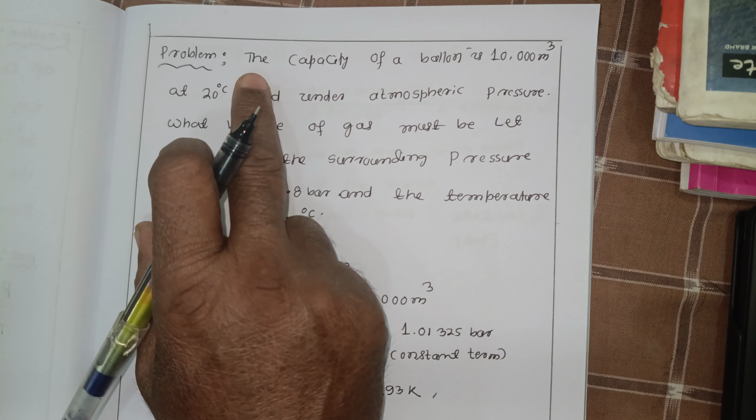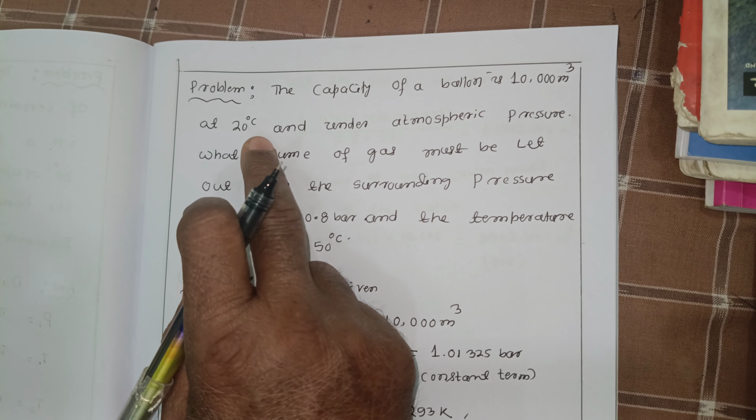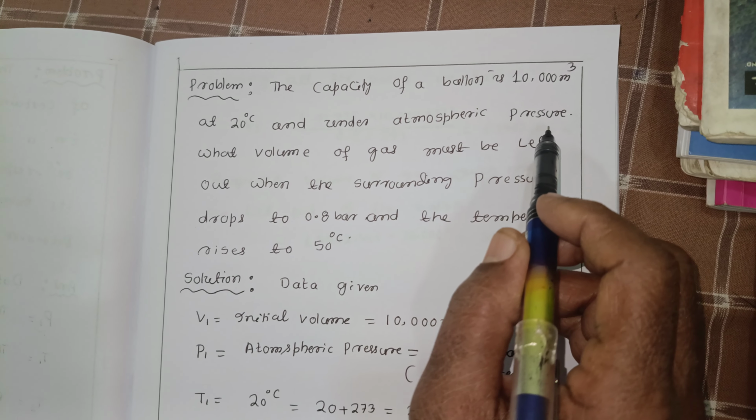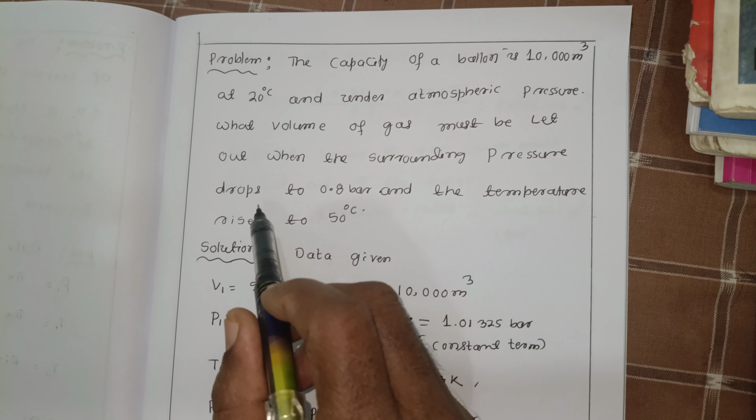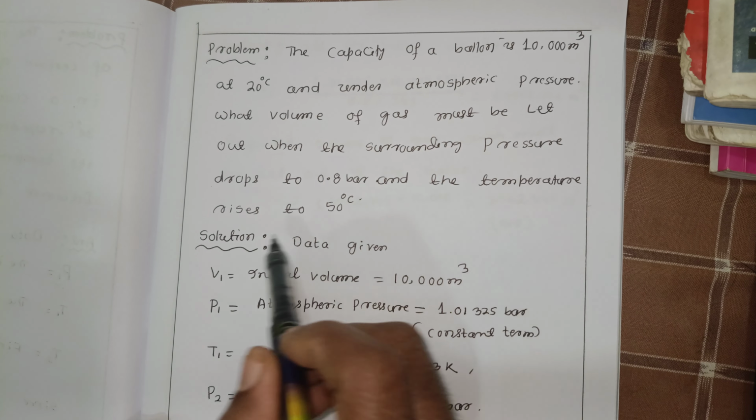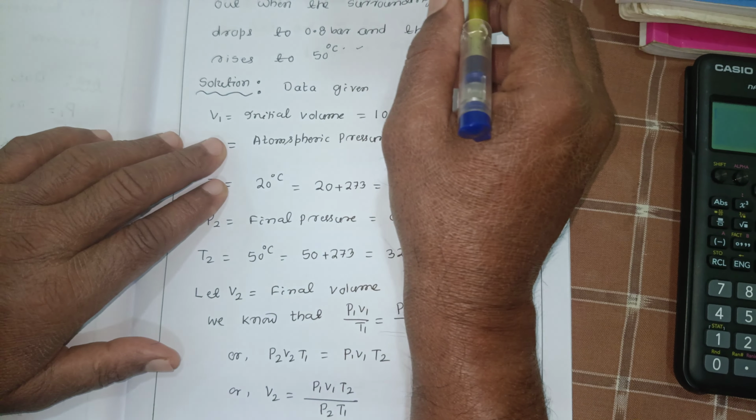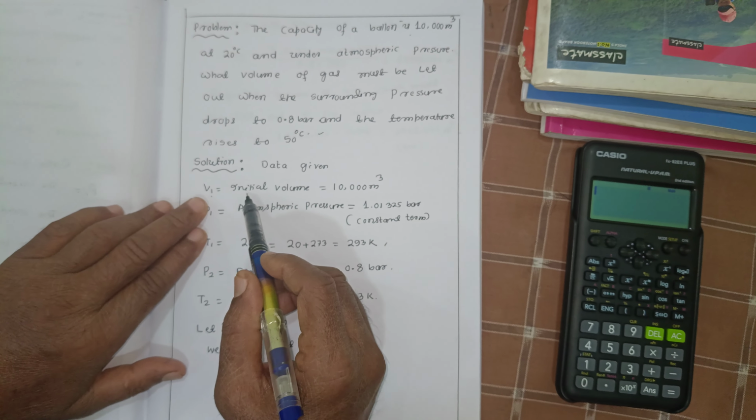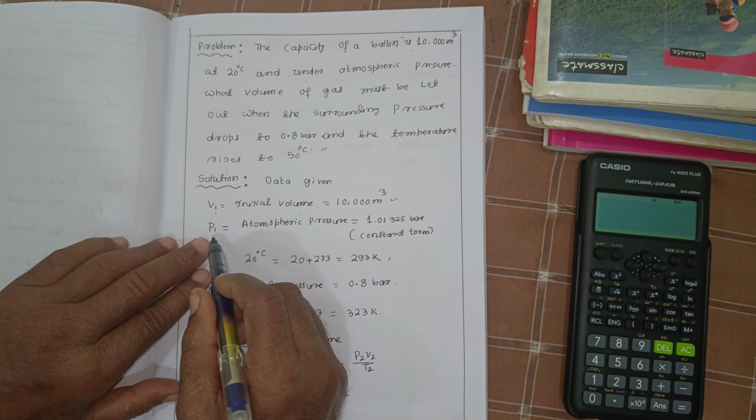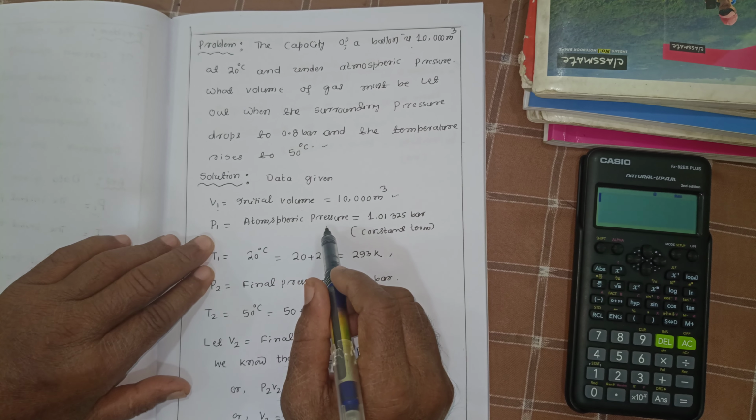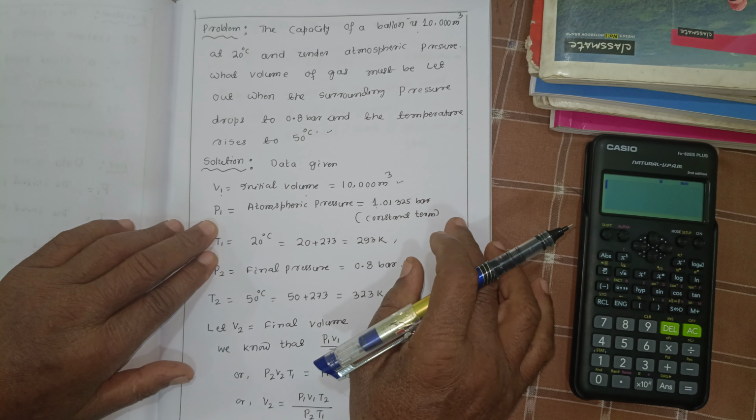Next question is, the capacity of a balloon is 10,000 meter cube at 20 degree centigrade and under atmospheric pressure. What volume of gas must be let out when the surrounding pressure drops to 0.8 bar and the temperature rises to 50 degree centigrade? First of all, data given. V1, the initial volume of the balloon, is equal to 10,000 meter cube. Then P1, you know that atmospheric pressure is equal to 1.01325 bar. It is the constant term.